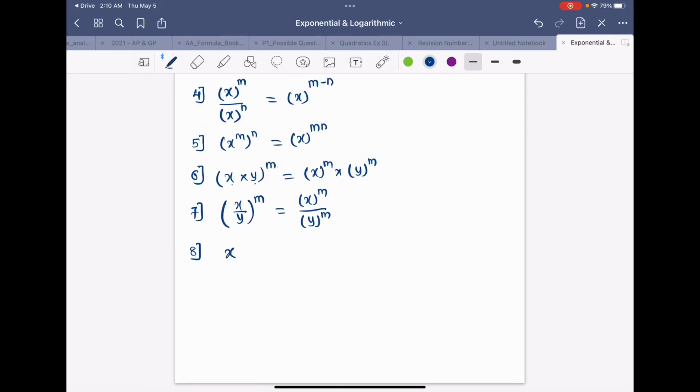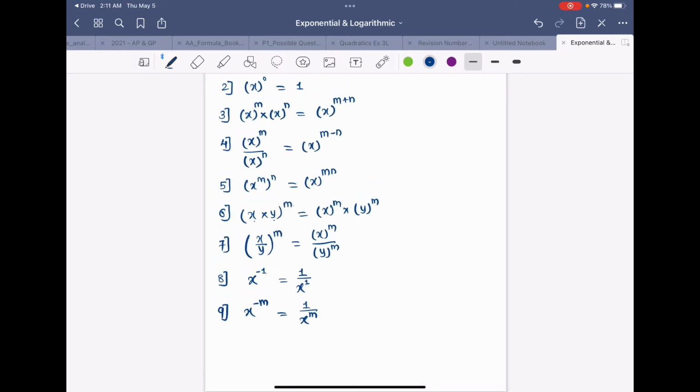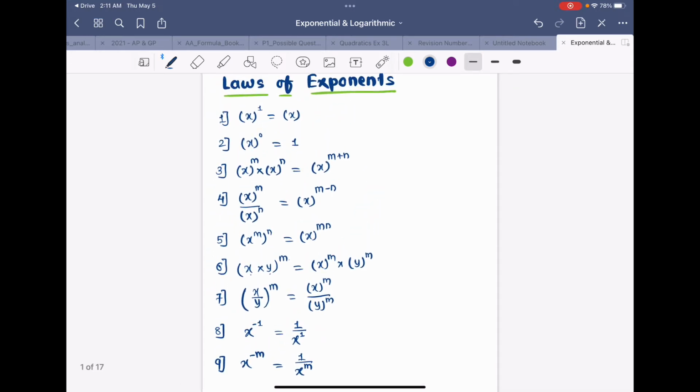Eighth rule, if x is raised to minus 1, a negative power, always make it positive by bringing it down, so x raised to 1. Similarly, if x is raised to minus m, then it becomes 1 over x raised to m. So these are the rules for the exponents.